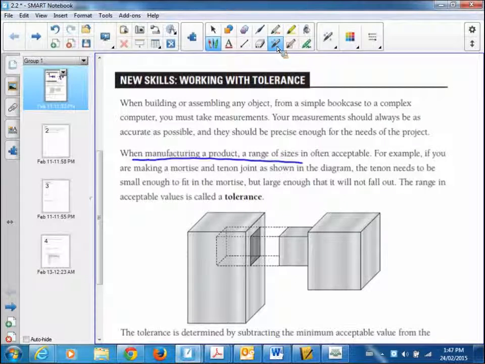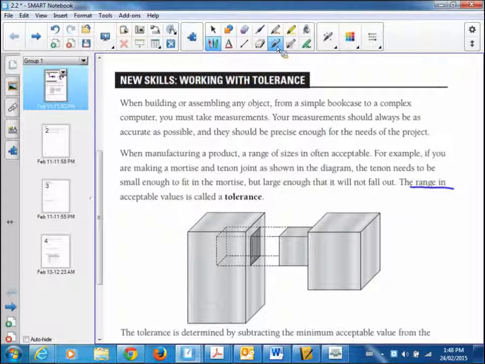When manufacturing a product, a range of sizes is often acceptable. For example, if you're making a mortise and tenon joint as shown below, that's where it slips inside here, right? To have it small enough to fit inside the mortise, but large enough that it won't fall out. You ever try putting on a box lid that's just too tight? You don't want it too tight, but you want it just right.